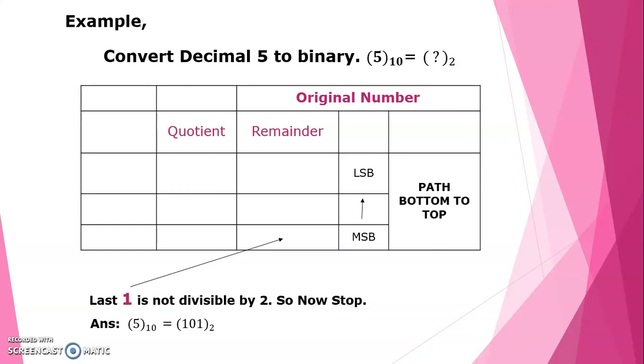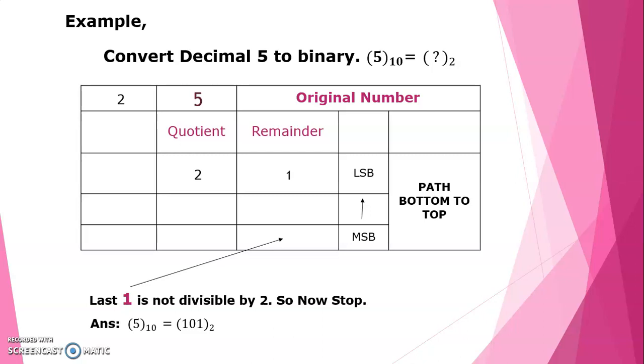So now we will discuss the example. We have to convert decimal 5 into binary. Okay. So we have to divide to get the binary number. So that's why we have to divide the original number using the value 2. Your original number is 5. You have to divide your 5 by 2. 5 divided by 2, you will get a quotient 2 and remainder 1.